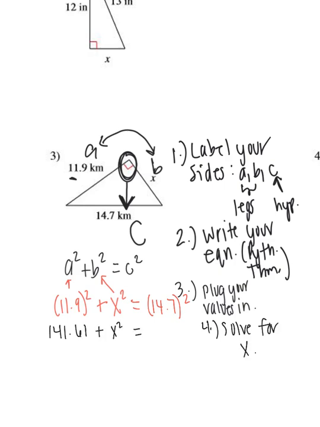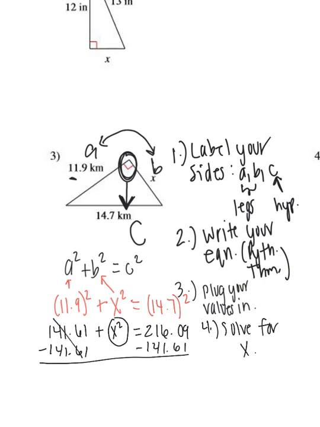And then I want to check what is 14.7 to the second power. So you can just type in 14.7 squared or 14.7 times 14.7. So that is 216.09. And now I know I need to get this thing right here by itself. So I'm just going to subtract like I normally would in a normal equation.